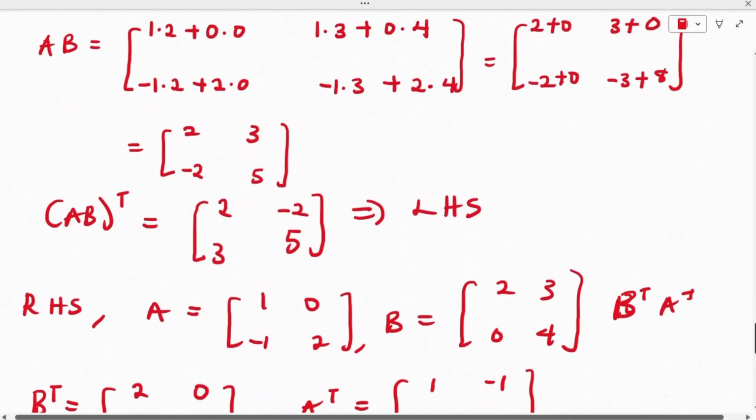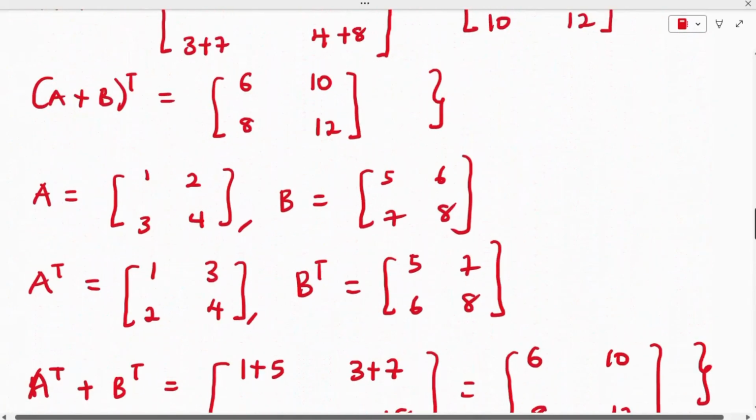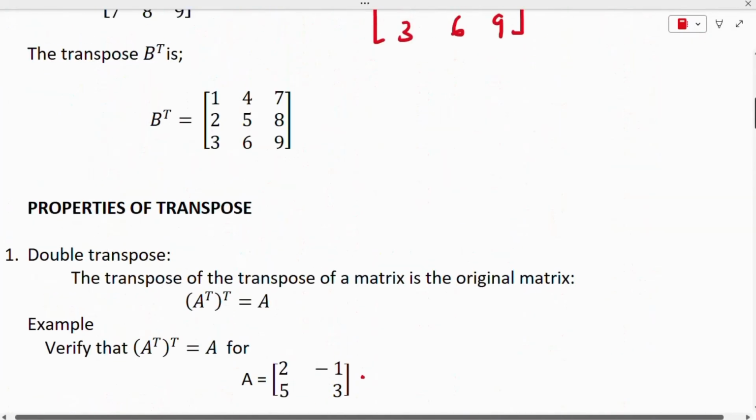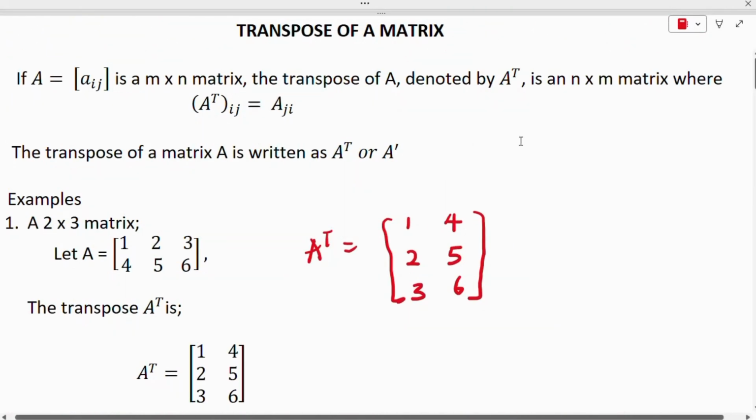So right here, these are the basic things you simply need to know when you are talking about the properties of a transpose and the transpose of a matrix. So right here, guys, in the next video, we're going to go into another topic on matrices.